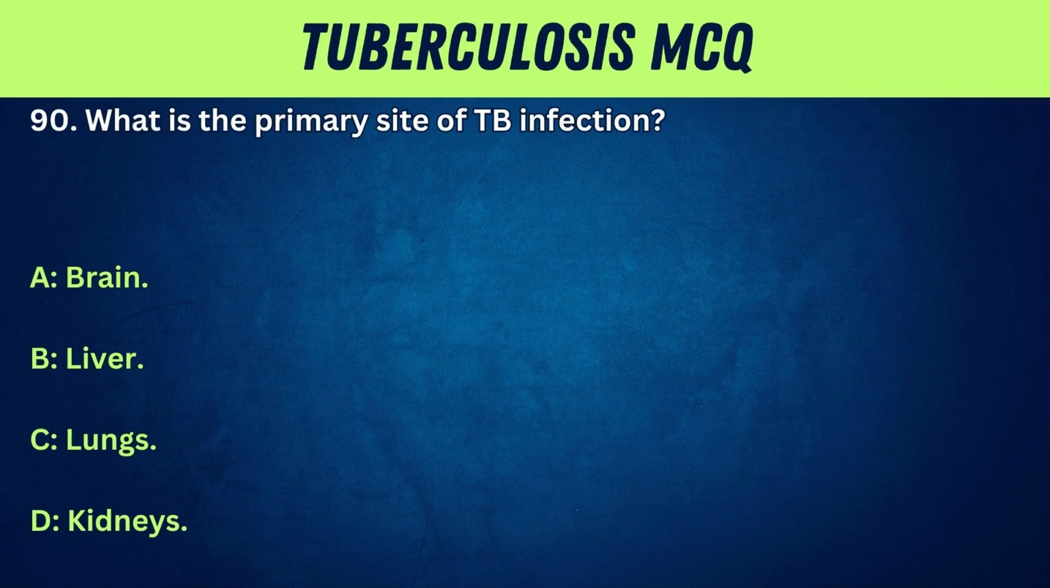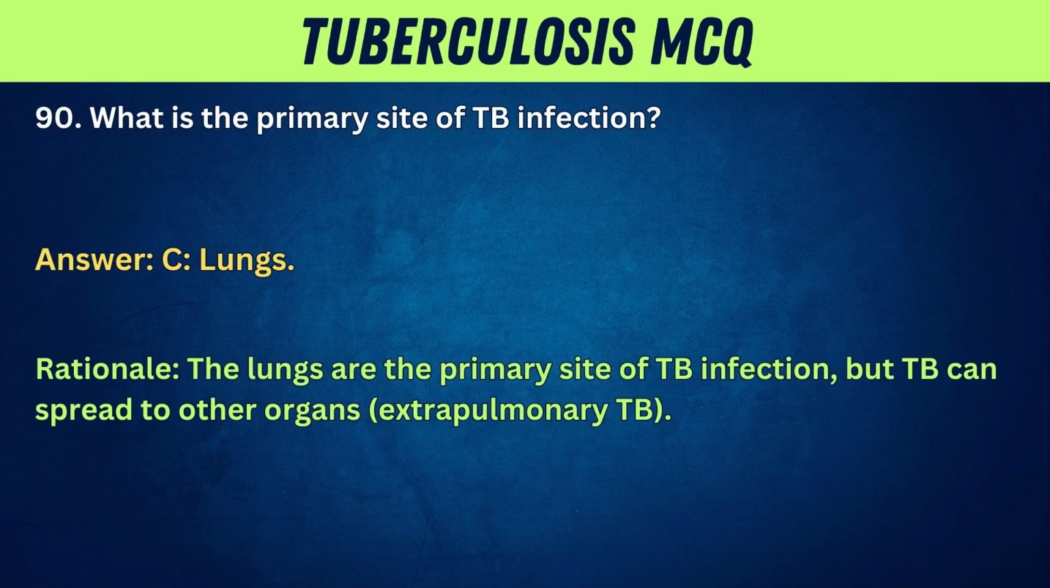90. What is the primary site of TB infection? A. Brain. B. Liver. C. Lungs. D. Kidneys. Answer: C. Lungs. Rationale: the lungs are the primary site of TB infection, but TB can spread to other organs, extrapulmonary TB.